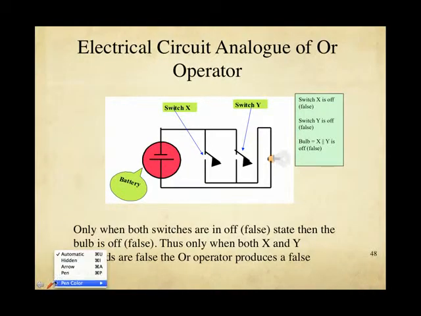But notice something interesting happens, that if I connect this switch, which means X becomes true, T for true, now there is a path for electricity to flow, which will go like this. And then the bulb will light up.